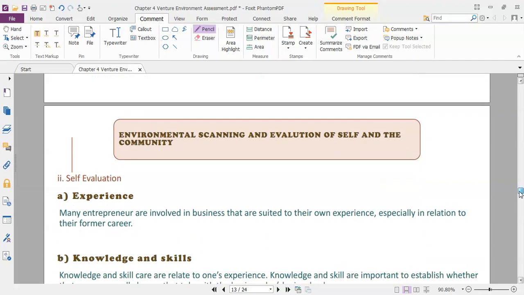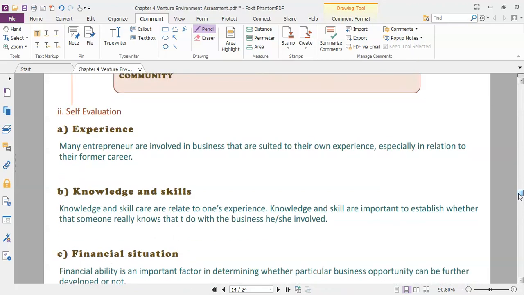So let's look at what is the environment scanning for self-evaluation. Self-evaluation is more to the entrepreneur itself, not the outside environment. The first one is the experience of the entrepreneur. Many entrepreneurs are involved in businesses that suit their own experience, especially in relation to their former career. Because of what? Experience is very important for you to face many problems and to solve the problems that arise.